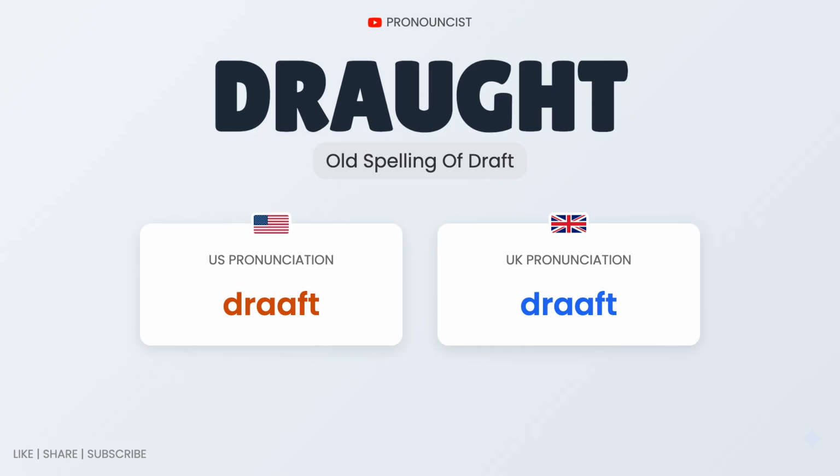Practice repeatedly and you'll soon be able to say this word perfectly. The best way to practice is to repeat the syllable multiple times. The meaning of the word is old spelling of draft. Try repeating this word several times to improve your pronunciation.